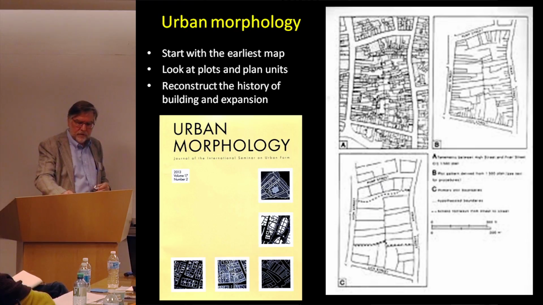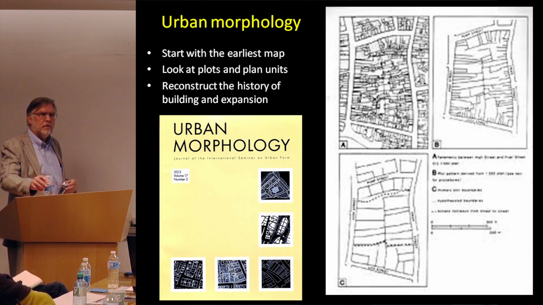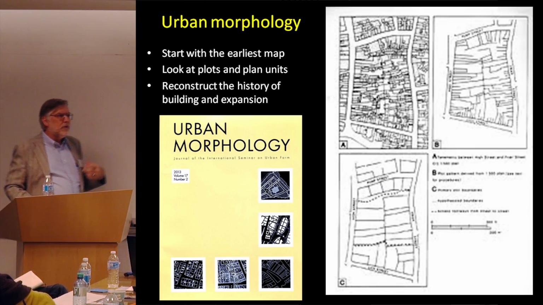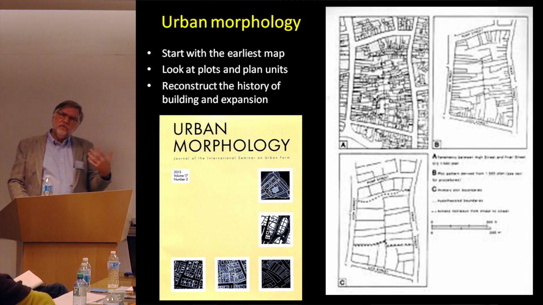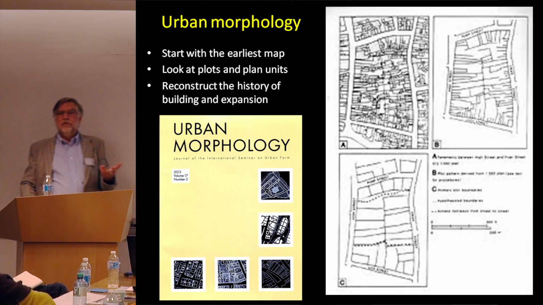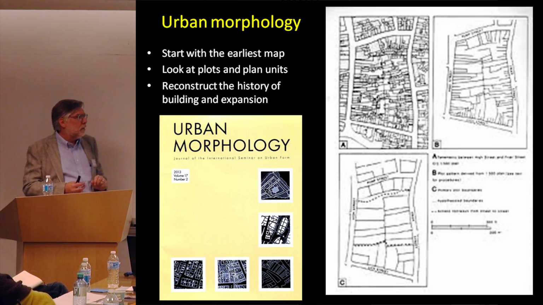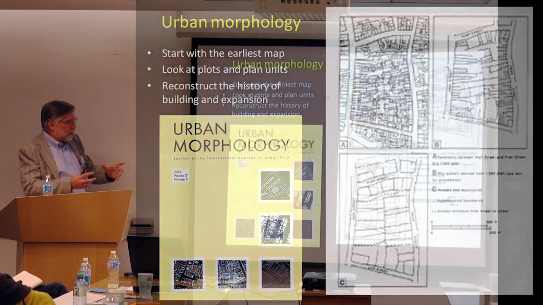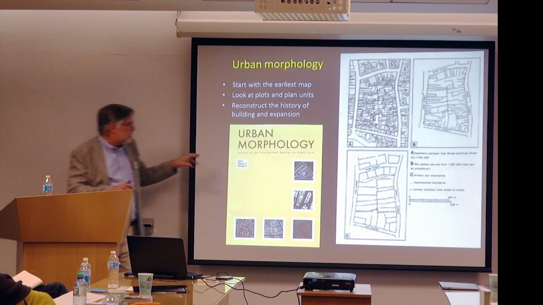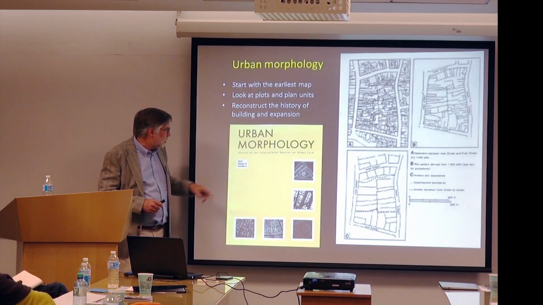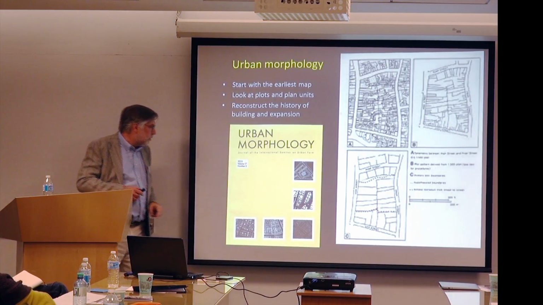Urban morphology is another way to work back. This is an approach that began with the analysis of medieval city plans, using historical maps from British cities to go back and figure out the medieval city plan. It's developed into a research group, almost a discipline. They publish a journal, Urban Morphology. They're now in volume 17, 2013.